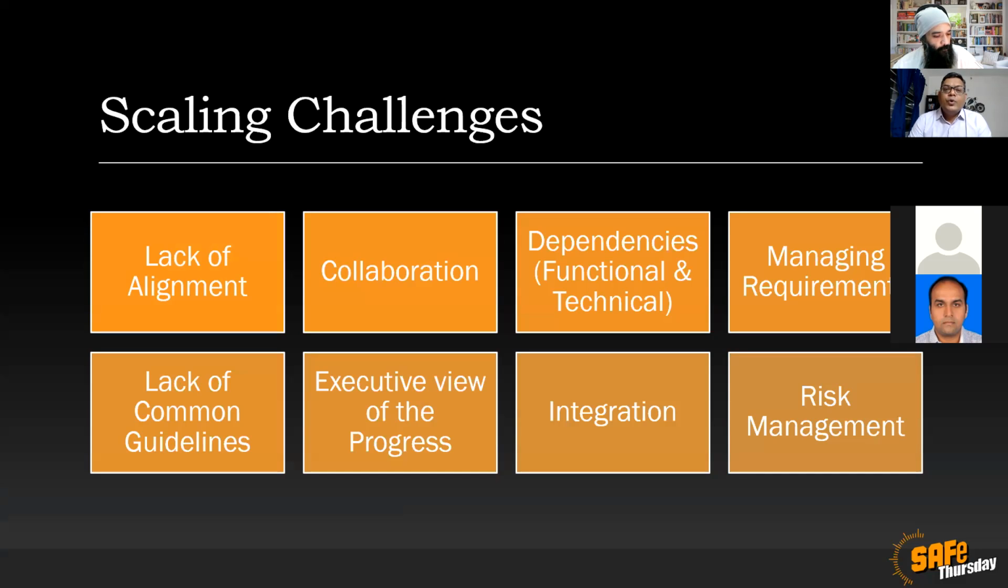How do we know the hundreds of developers are aligned to the common vision or the goal of the product? And how do we collaborate? Right? When so many teams are there, when do we collaborate and how do we collaborate? And the dependencies, functional and technical, managing requirements, because now there are multiple sources of requirements. Earlier, with a smaller product, there was one product backlog and one product owner, and now possibly we cannot really manage a system like this. And lack of common guidelines, be it technical or functional.